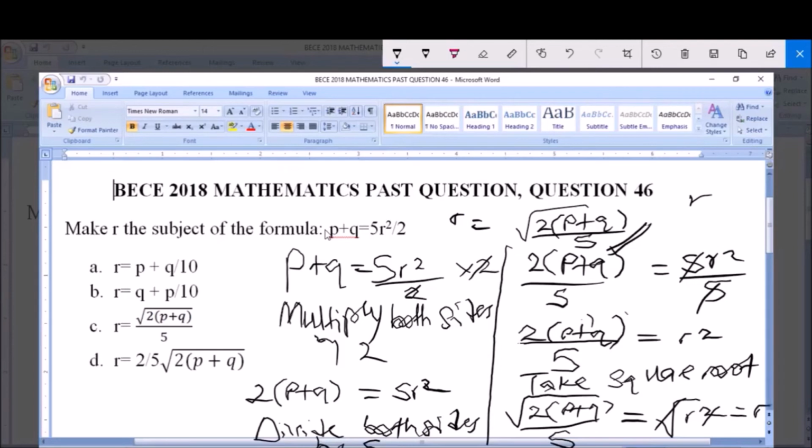Now which of these options correspond to our answer? A says R is equal to P plus Q all over 10, which is wrong. B says R is equal to Q plus P all over 10, which is wrong. And C says R is equal to the square root of 2 into P plus Q all over 5, which is correct. It corresponds to our answer. And D says R is equal to 2 all over 5 square root of 2 into P plus Q, which is wrong. So therefore the final answer to this question is option C.